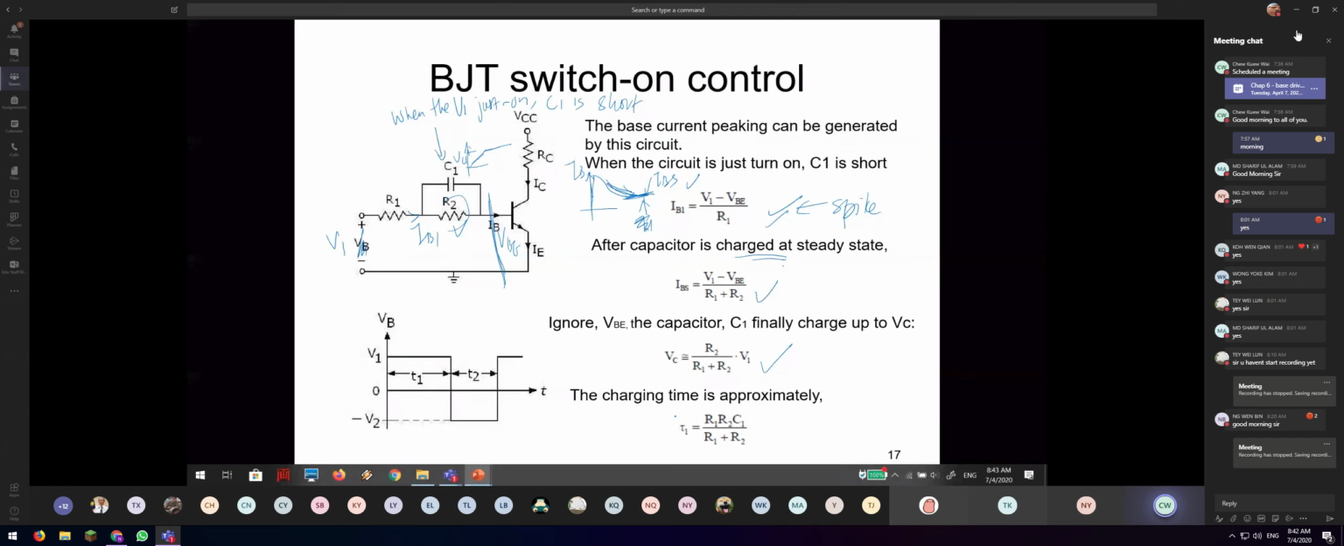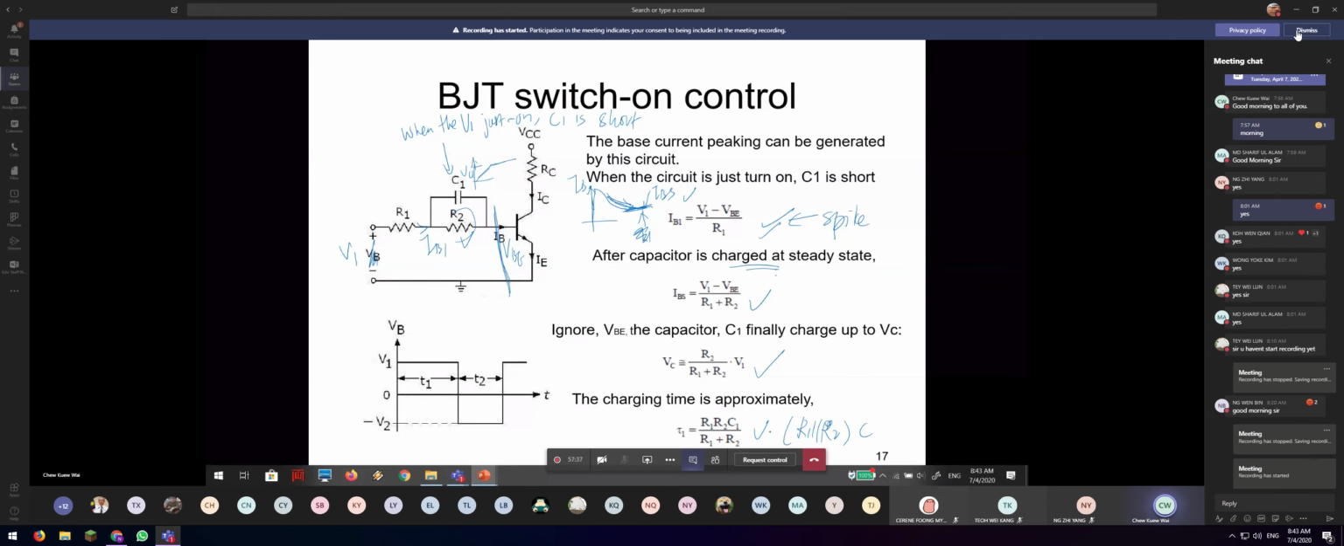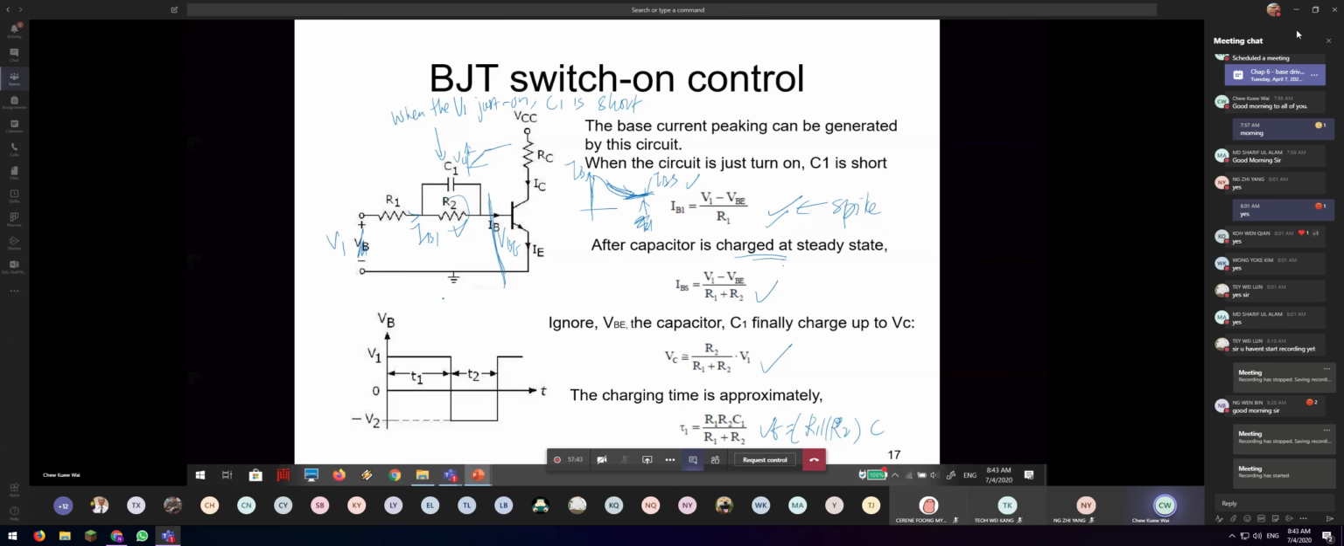And finally, the charging time is approximately T1 equal to C times R1 parallel with R2. This is actually the formula: T equal to CR, but R is the parallel of these two together. If you ground the base terminal, these two work like a parallel connection. So that's why, with R2 in parallel, you get this formula. The formula is still the same, T equal to CR in general.